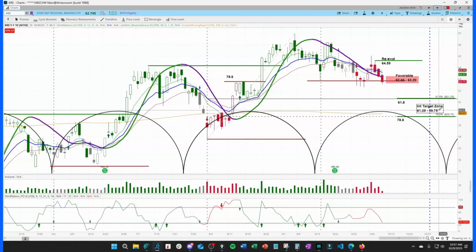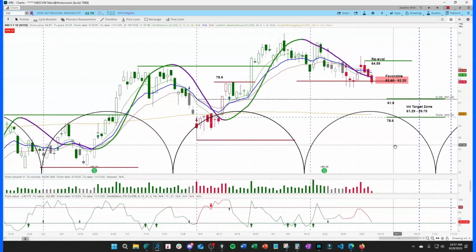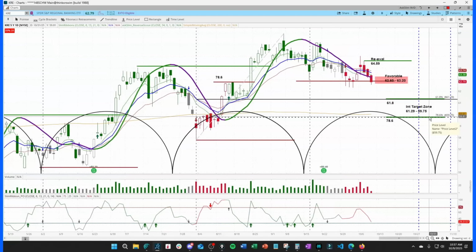And I'm going to be looking for this to move its way lower into that 61.29 to 59.75 area. That is the 61.8 to the 78.6. And there's a trough that is due 10.28 to 11.7. Okay, so this is our overall setup here in the KRE.